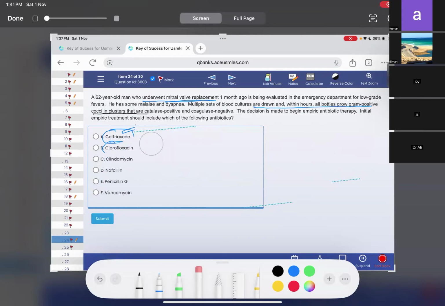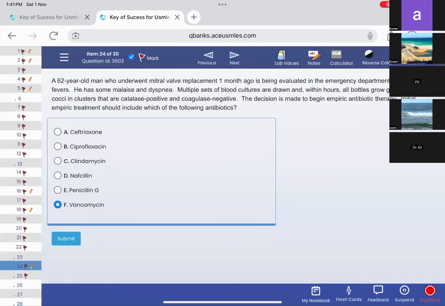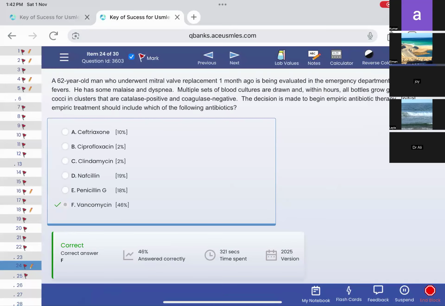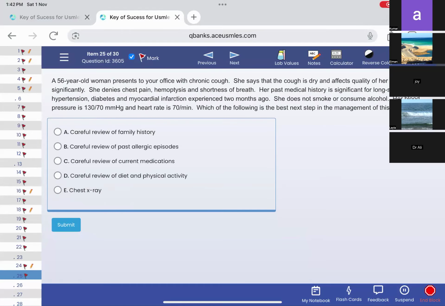So we don't use nafcillin in this patient. That's why we will go with which option? F, vancomycin. Excellent. Clear, everybody? With all the above options, which one of the following medications is used in which condition? Clindamycin. Yes. So let's move to the next one and the last question of today's session.